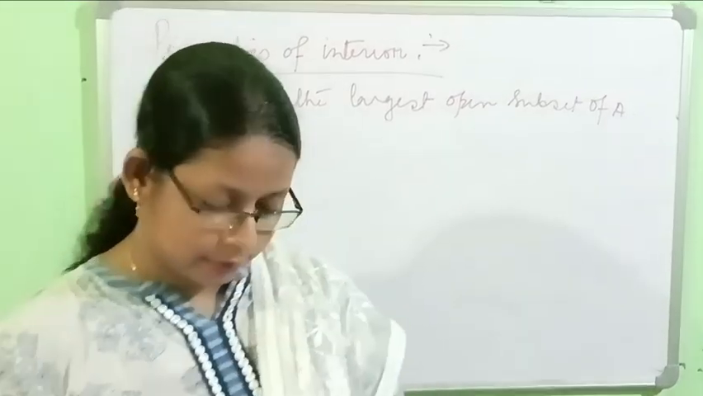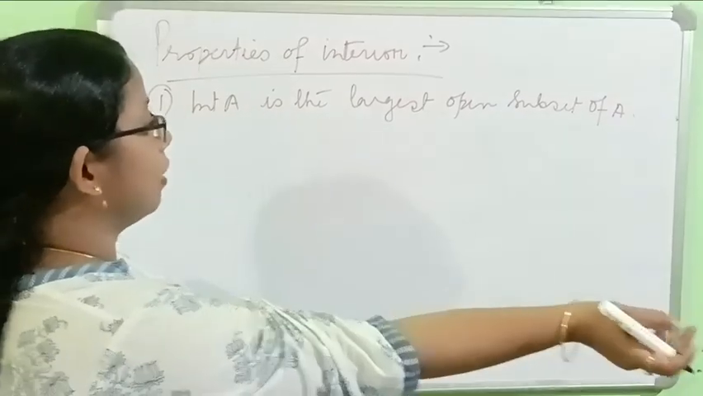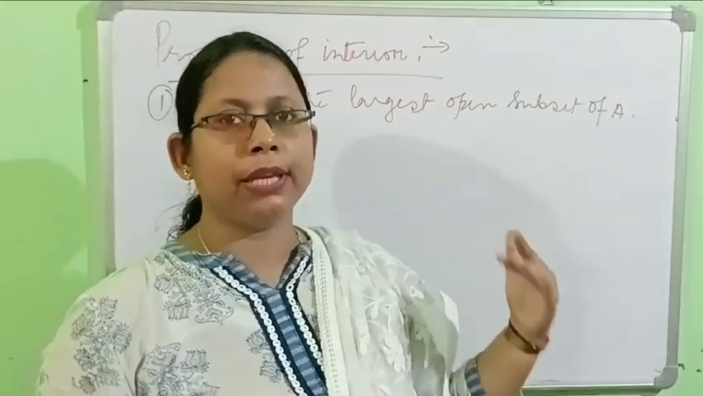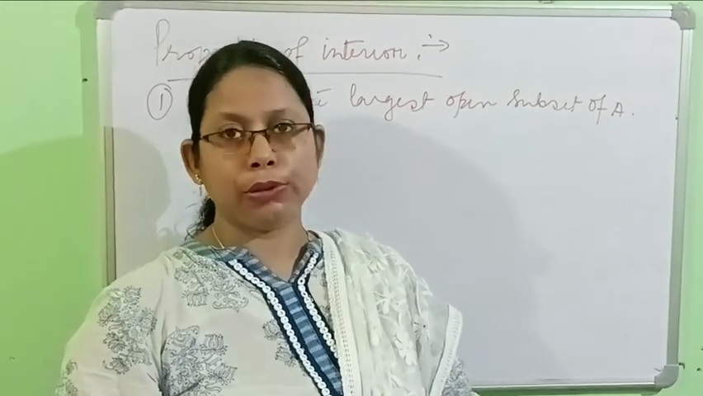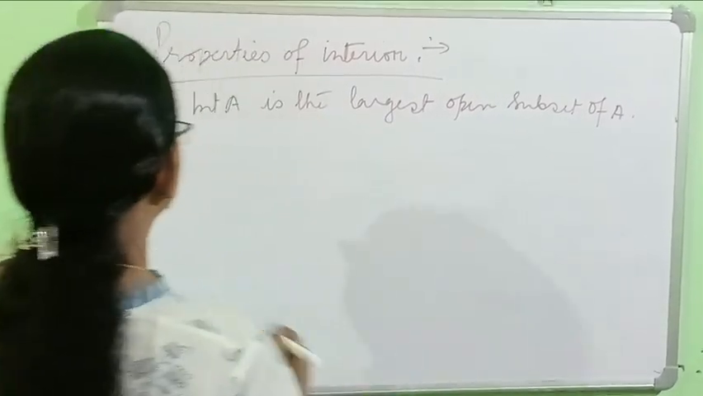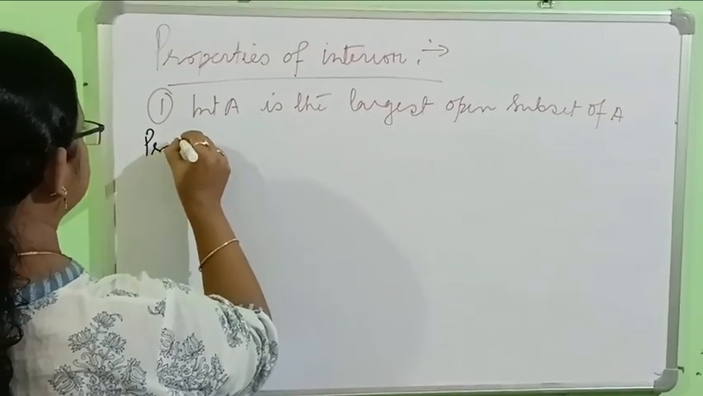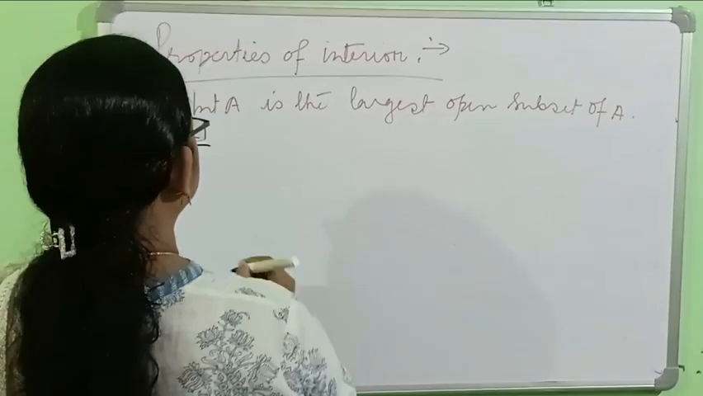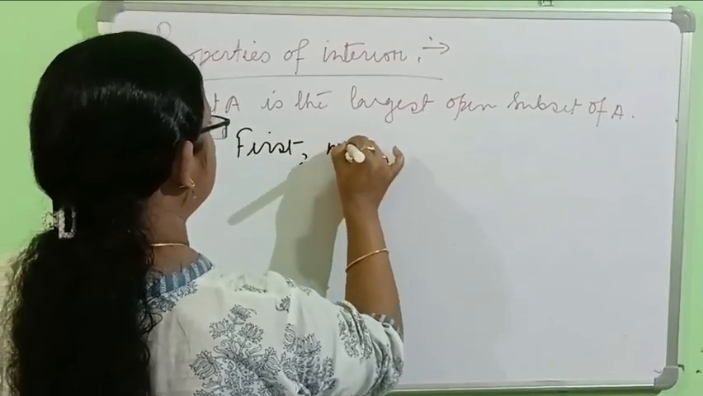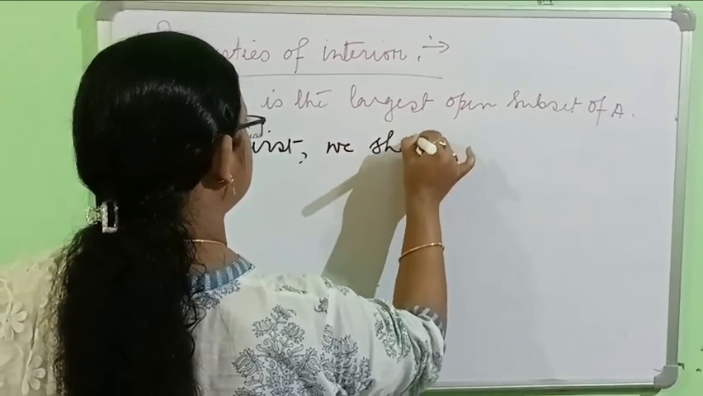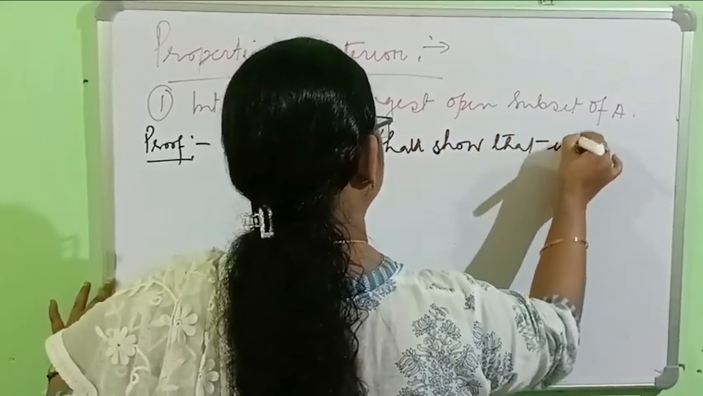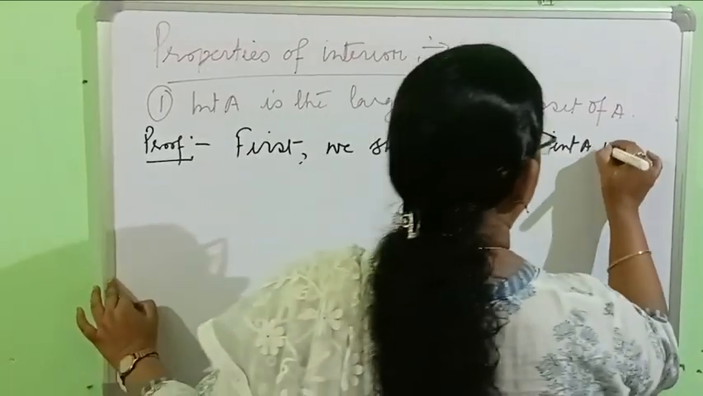Hence, proof. So interior of A is the largest open subset of A. First, we will show that interior of A is open. Then we will show that interior of A is the largest open subset of A. So first, we shall show that interior of A is open.